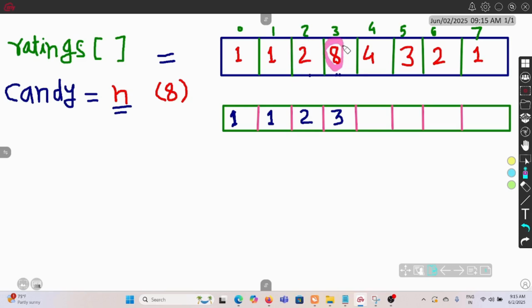Now we are coming to here. Look at child 8. It has a higher rating than both its neighbors, left side as well as right side. The left side guy got 2, so this may get 3. As of now, we can put 3 because it is satisfying greater than 2. But we don't know what would be the actual number of candies the right side guy would be getting. So we cannot say right now that this would be 2 or something, because we don't know what the final rating could be.